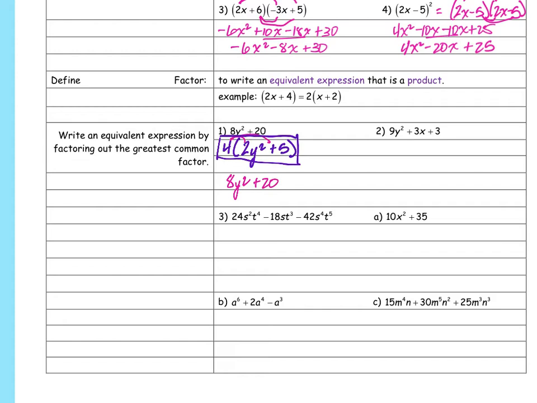Okay, so what can I factor out of 9y squared plus 3x plus 3, guys? Anybody? Type it into the chat. Say it out loud. What goes into 9, 3, and 3? Well, 3 does. So if I factor out a 3, how many times does 3 go into 9y squared? Well, it goes into it 3y squared times. And how many times does 3 go into 3x?